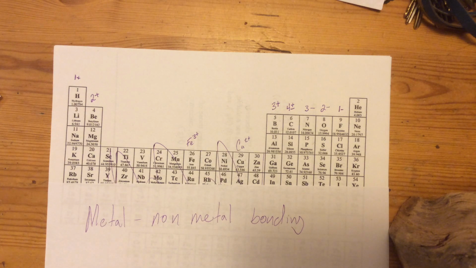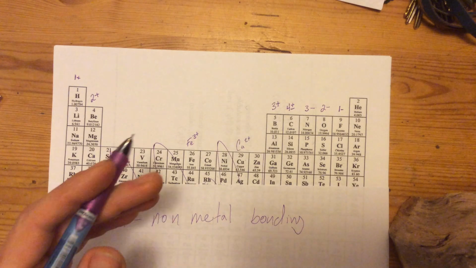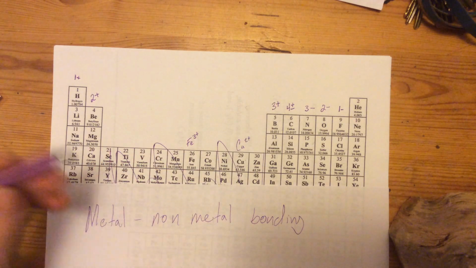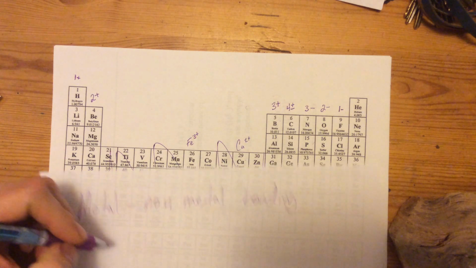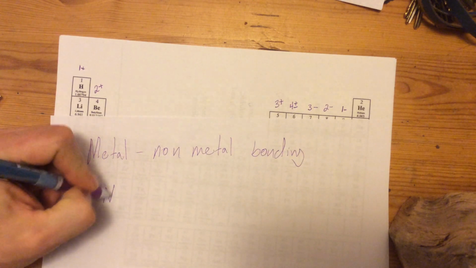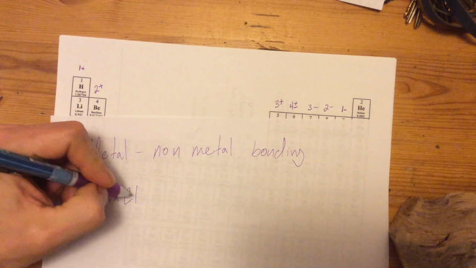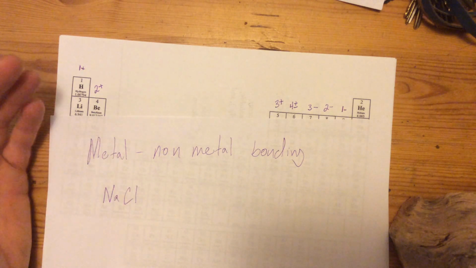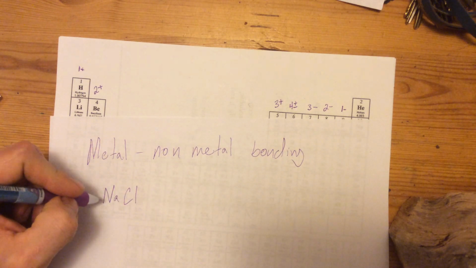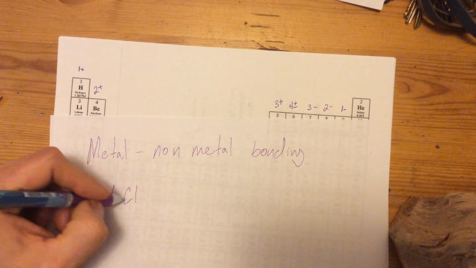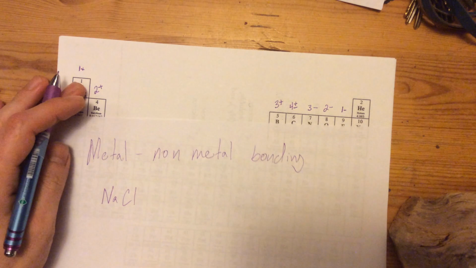Let's take a second to talk about metal-nonmetal bonding. These are what we call salts, mostly. So, for example, you're familiar with sodium chloride, because that's table salt. That's when we say you're going to put salt on your food. What we're talking about is sodium chloride, and that is the chemical formula for sodium chloride.